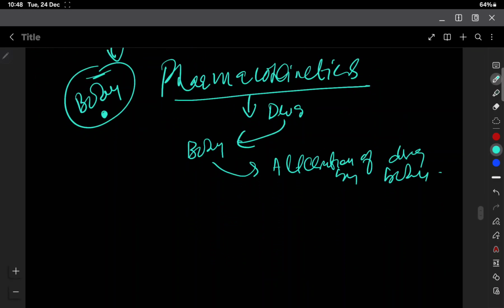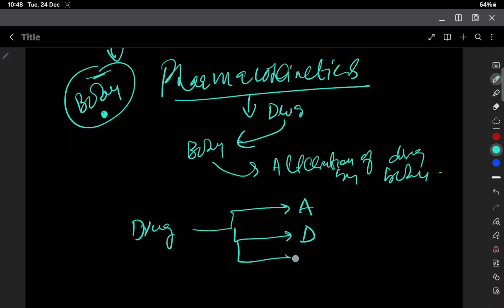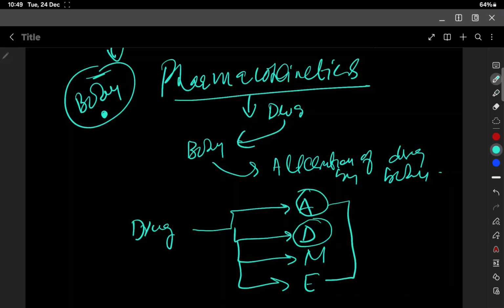So here, mainly what the body does to the drug is absorption, distribution, metabolism, and excretion, which is called ADME. These four things will happen to the drug. So that is what the body does to the drug. The body will do the absorption, it will do the distribution of the drug, then it will do the metabolism of the drug, then the drug will be excreted by any of the routes.